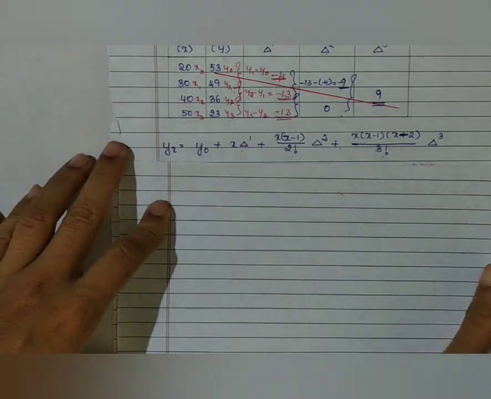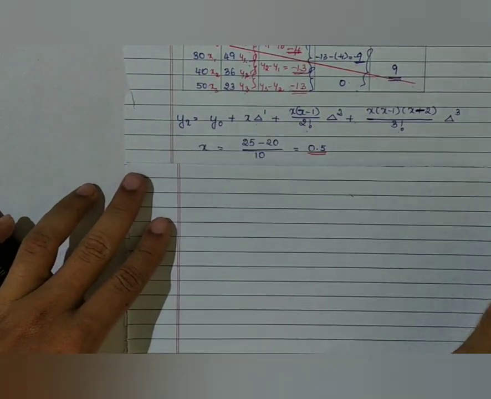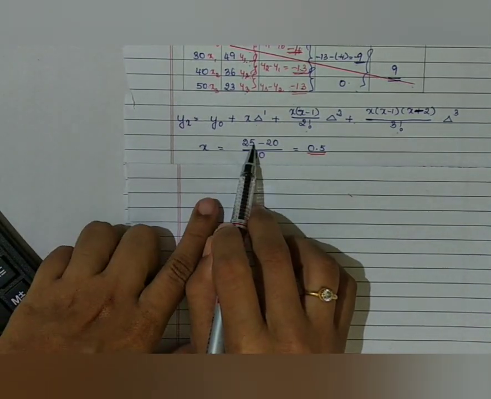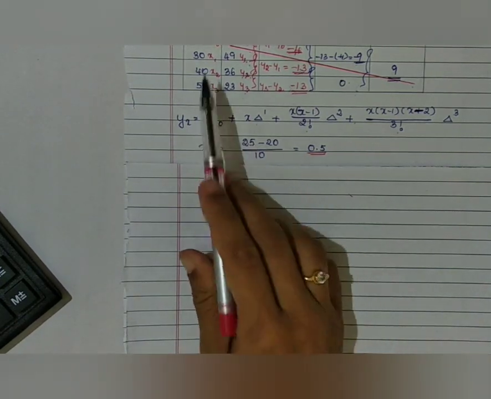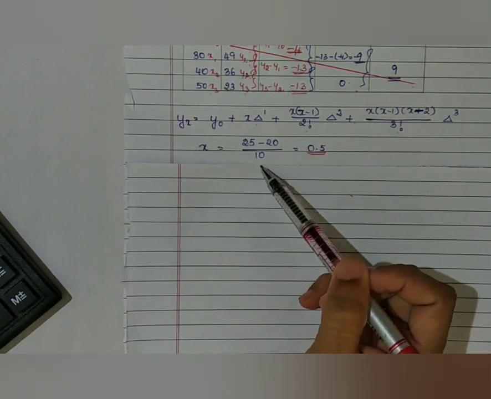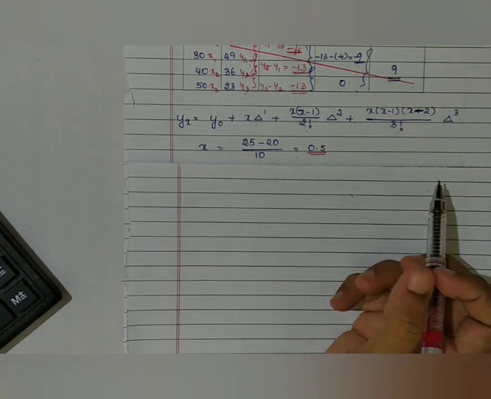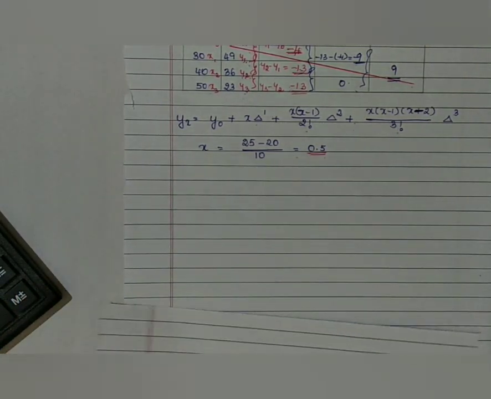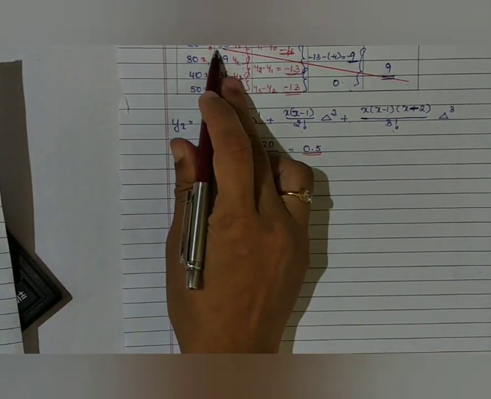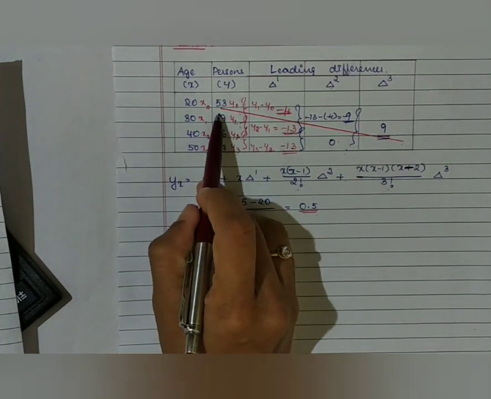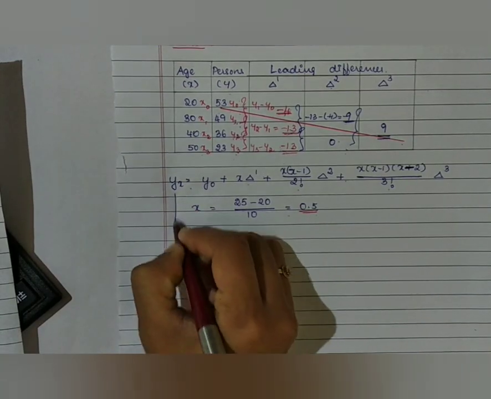Here we don't know the value of x now, isn't it? So how to calculate the value of x? 25, we have to calculate, this is the question, right? 25 minus the x value at the origin, 20, divided by 10. That value will be 0.5. Now let's start applying this to the formula. The y0 value is 53.